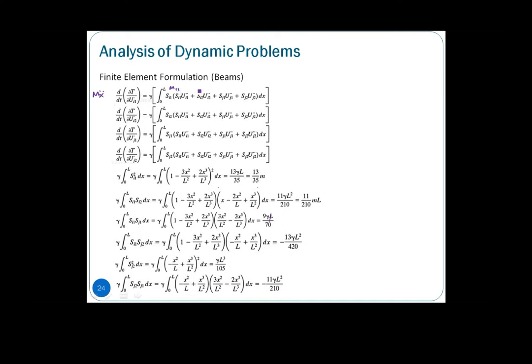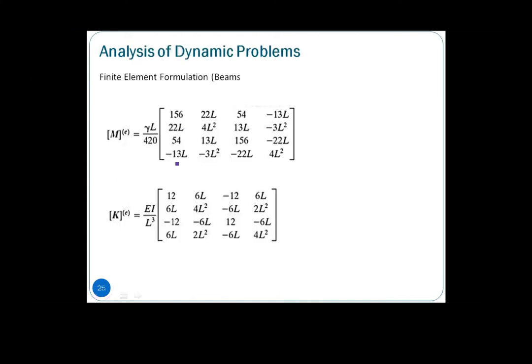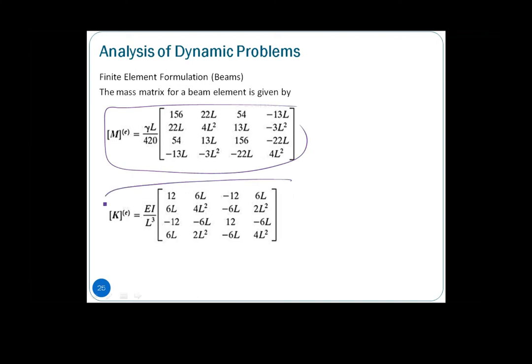So here we have M11, M21, M31, M41, M12, M22, M32, M42, M13, M23, M33, M43, M14, M24, M34, M44. That relates to this particular part itself, the integral of the shape functions. So that gives us our mass matrix, which is this. The stiffness matrix was already obtained previously.